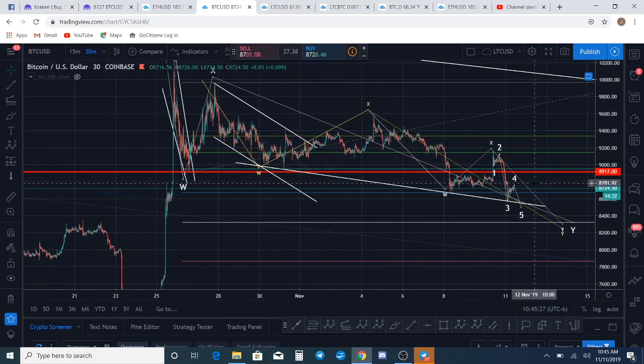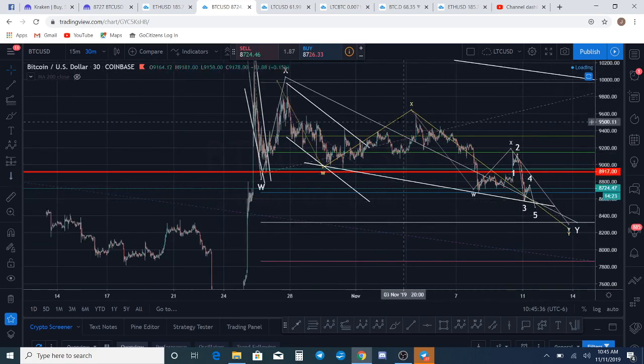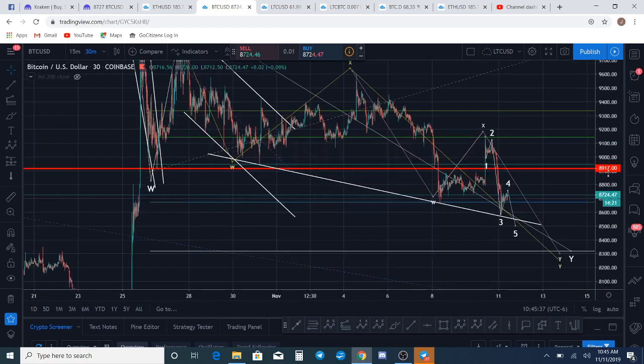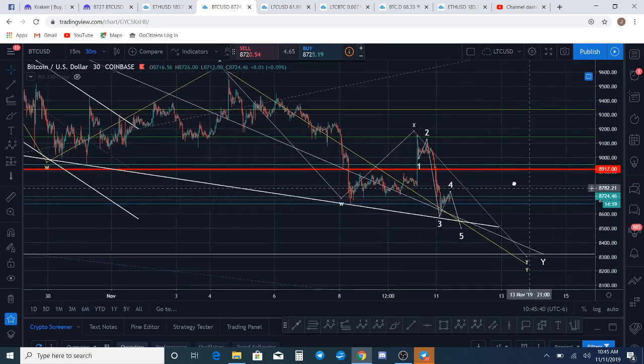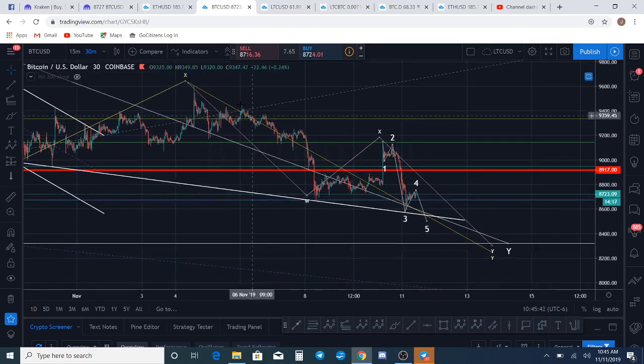The way I'm looking at it right now is that this larger WXY has a Y wave that has a WXY in it, and then the Y wave of that WXY has to be three waves as well. I don't have a whole lot of time to go through all that, except that it needs to be delineated into three waves, and it looks like that's what we're getting here. We've got an ABC here, or a WXY here, and then we've got another ABC.